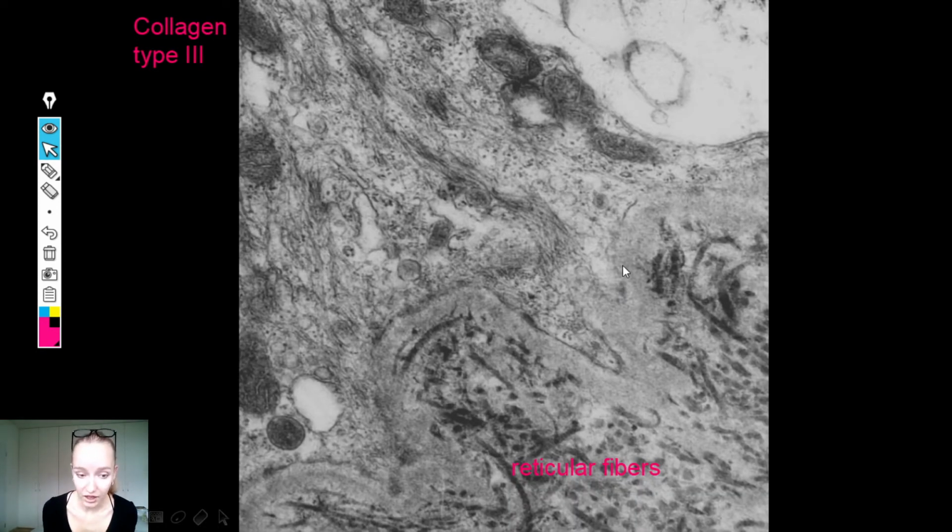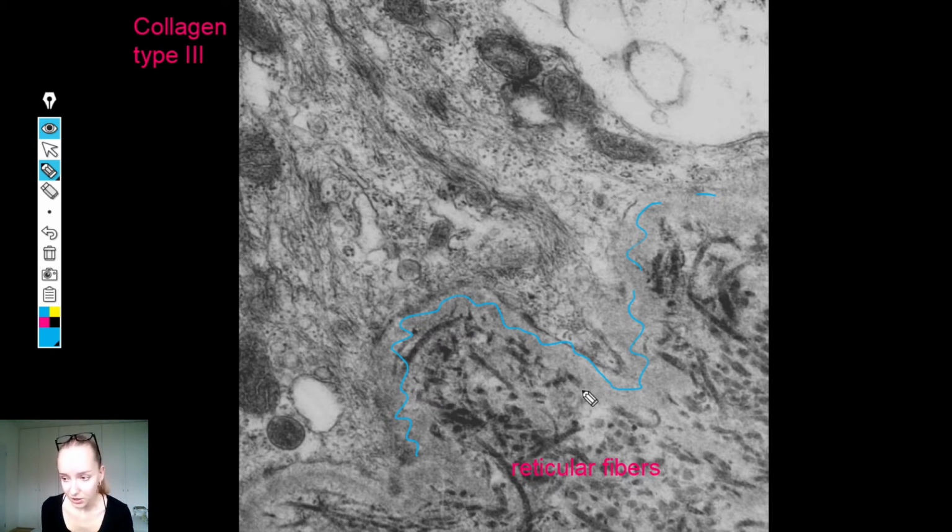The next is collagen type 3. Collagen type 3 creates reticular fibers, but what we can see in electron microscope here is some kind of epithelial cell with a basal lamina. Yes, so here is the basal lamina, and you know right under basal lamina we have reticular lamina, which together with basal lamina creates something called basement membrane, and we can really see reticular fibers right here.